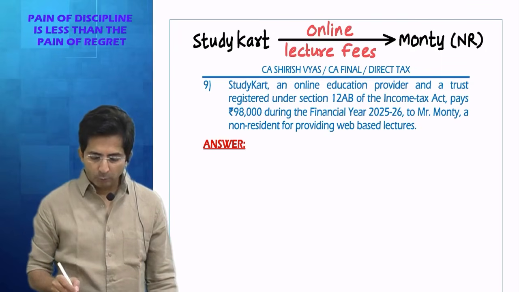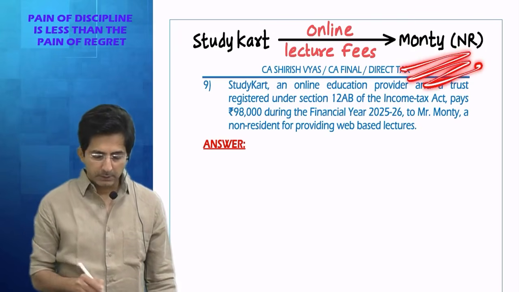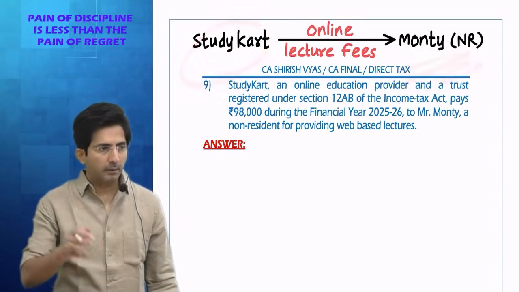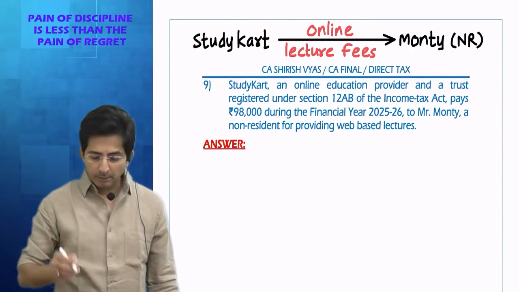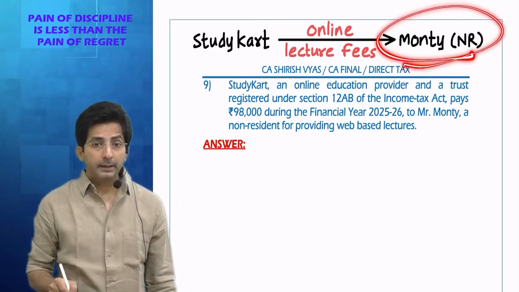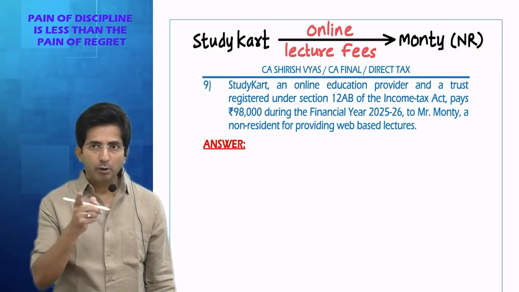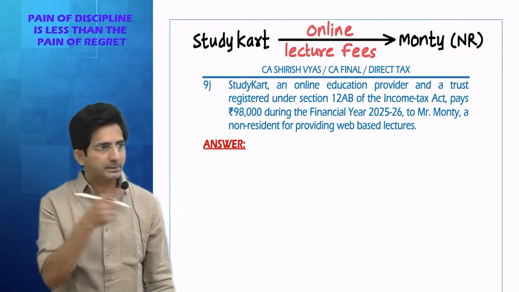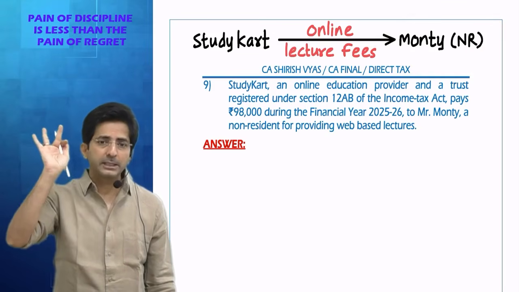So tell me here, who is the receiver? Mr. Monty. The study card is making the payment for the online lectures. But who is the receiver? Monty. And receiver NR. TDS will not come under CD Vakraf CPs. It will come under a different section.